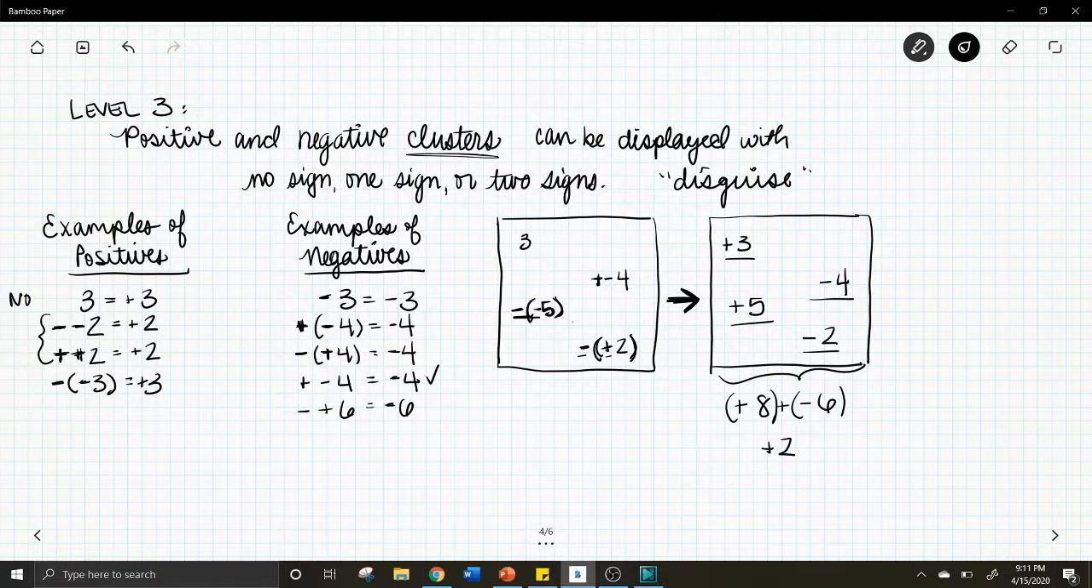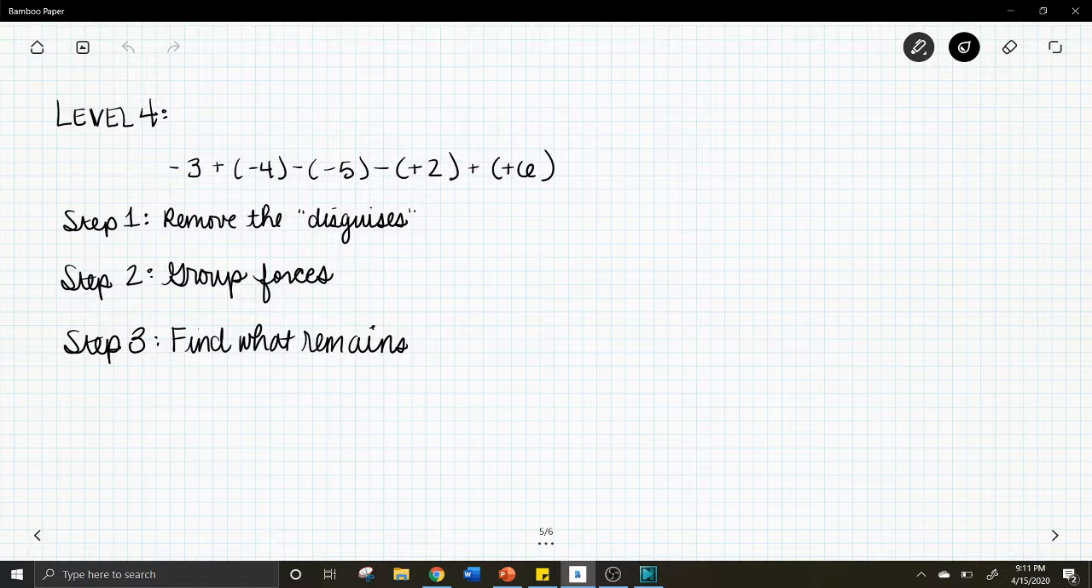So that's level 3. Let's see, did I do another bit to level 3? I did not. It's level 4 time now, and that's great because level 4 is really what you'll see in math. What we're going to do is use the information we just learned in level 3 to remove the disguises from different lines of numbers. So let's go through these one by one.